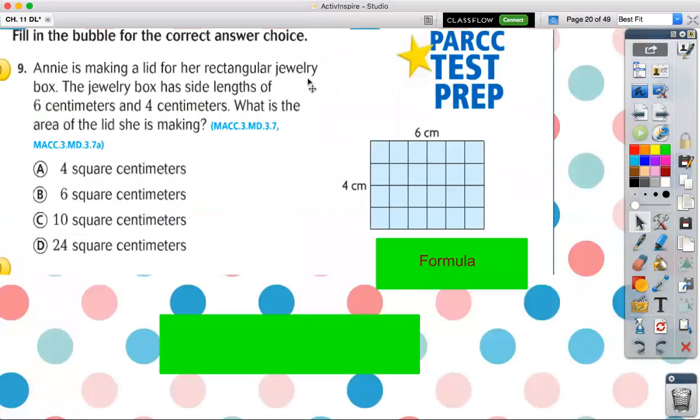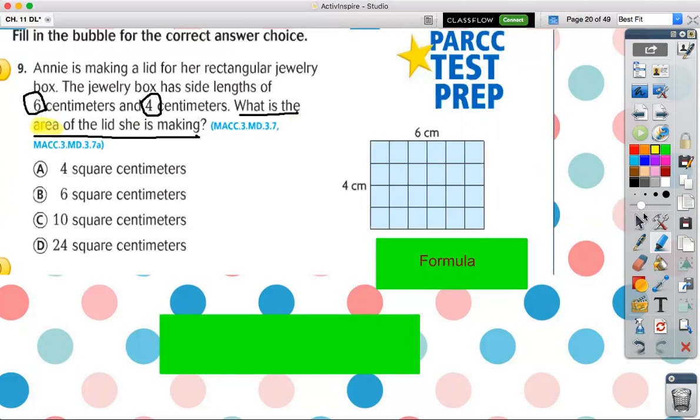All right, so Annie is making a lid for her rectangular jewelry box. The jewelry box has side lengths of 6 centimeters and 4 centimeters. What is the area of the lid she is making? We're not doing perimeter. They asked for the area. So remember, we circle important information, and we underline our question. What is the area of the lid she is making?